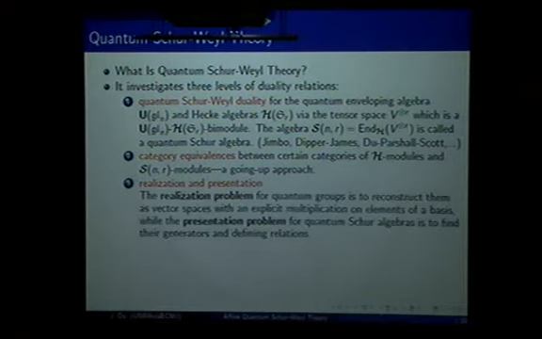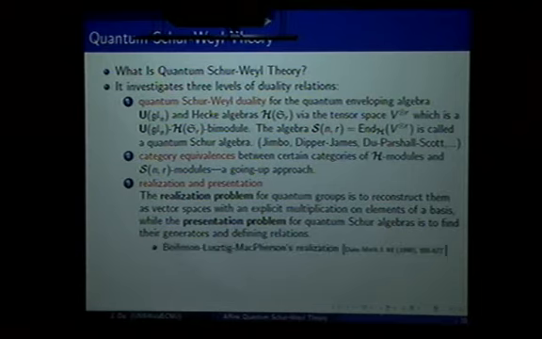So the realization problem, like the Ringel-Hall algebra realization for the positive part of quantum groups, is to reconstruct them as vector spaces with certain explicit multiplication on elements of a basis. So this is what I mean, compared with the Hall algebra realization for the positive part. And the presentation, well, of course, from the connection between quantum GL_n and the quantum q-Schur algebras, it is natural to ask for a presentation, the generators and relations for quantum Schur algebra. So that's kind of a pair of relations.